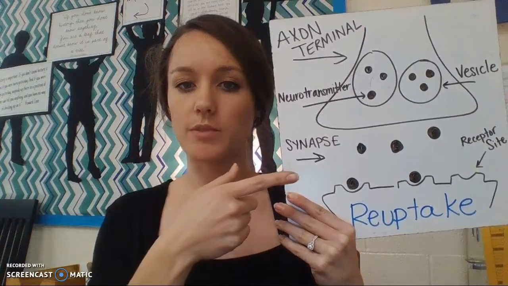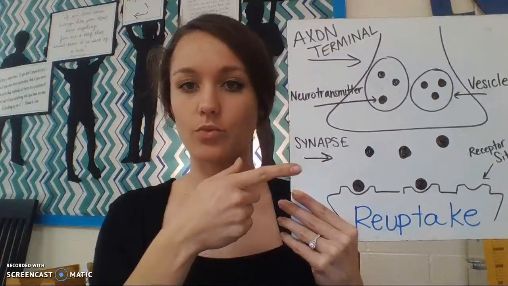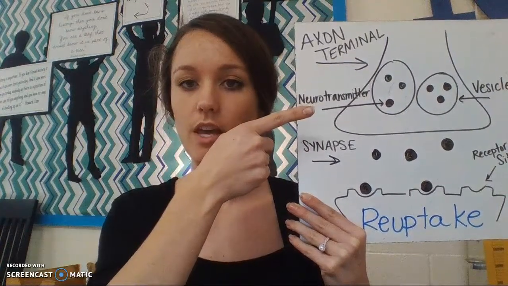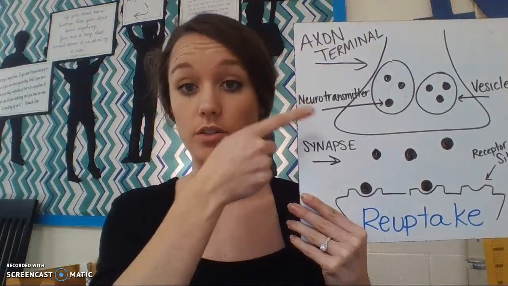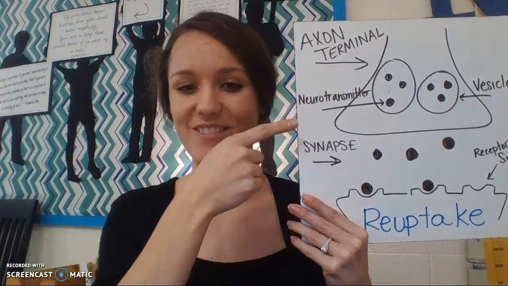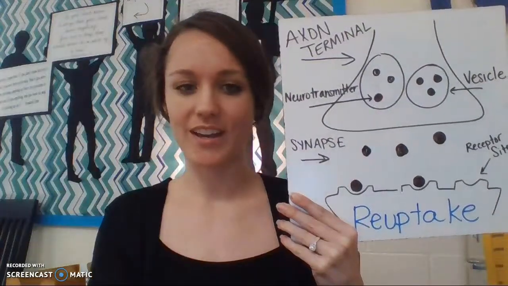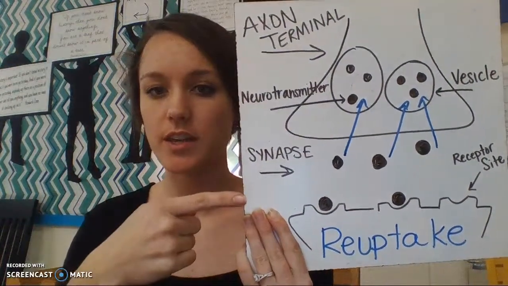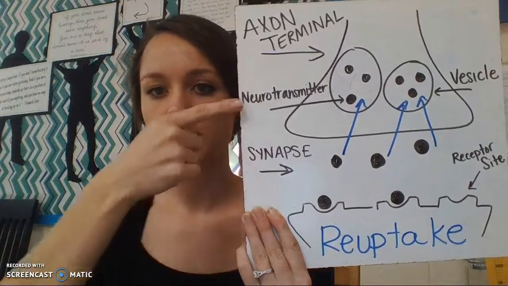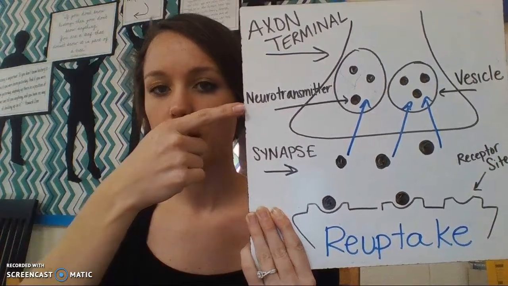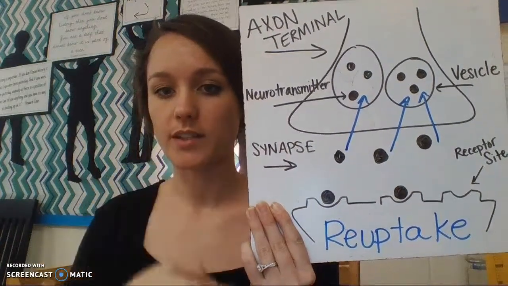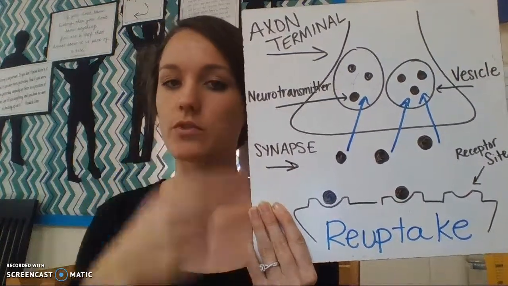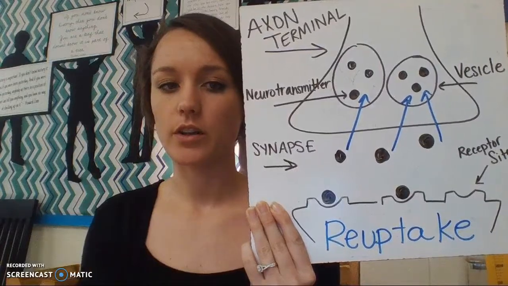So what happens is reuptake. It's like a vacuum. Reuptake is where it sucks these neurotransmitters back up to the vesicles in this neuron here. Okay, so I'll show you that just really briefly. So essentially reuptake is just the neurotransmitters getting sucked back up into the neuron whenever the message has been sent. So they don't hang out in the synapse. They go back up to the neuron there.